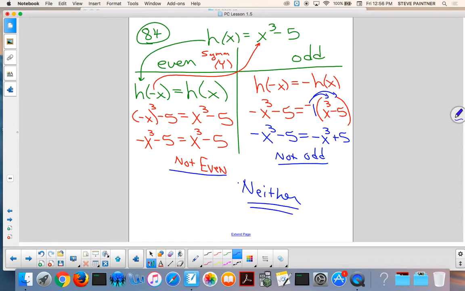Is it symmetrical to anything? No, it's not symmetrical. The y-axis is not symmetrical to the origin. That's the only two things we check. So you know, it doesn't have to be even and or odd. It can be neither. All right.